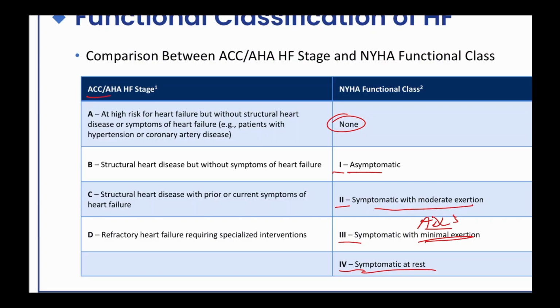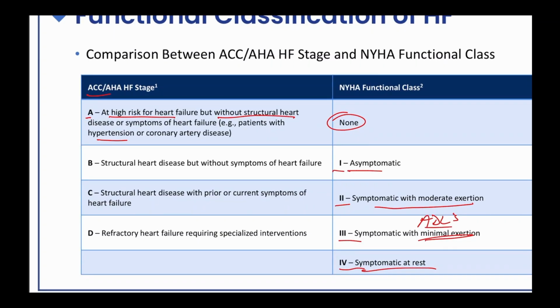This is the American College of Cardiology and the American Heart Association stages. Stage A, high risk for heart failure without structural heart disease. So this is your hypertension, your coronary artery disease. Due to these deleterious processes over time, it causes the heart failure to happen. But there's nothing structurally there that causes the issue. In B, we do have structural heart disease, but no symptoms of heart failure. So there is disease there. Structurally, there's issues, but they're not having any symptoms.